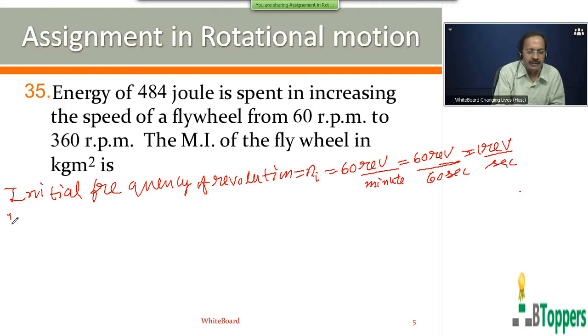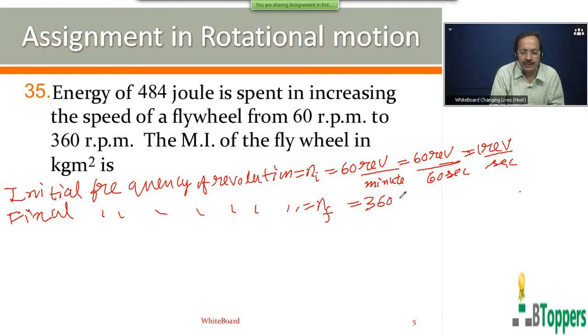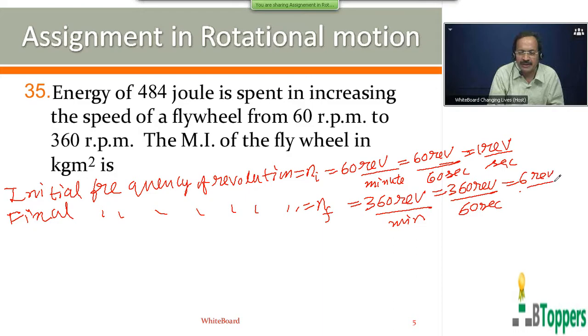So final frequency of revolution, denoted by n subscript f, is 360 revolutions per minute. Can write 1 minute equal to 60 seconds. So that will be 6 revolutions per second.